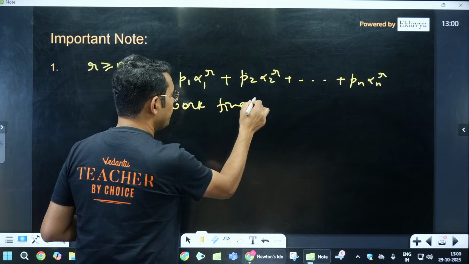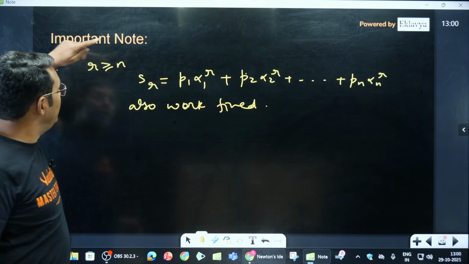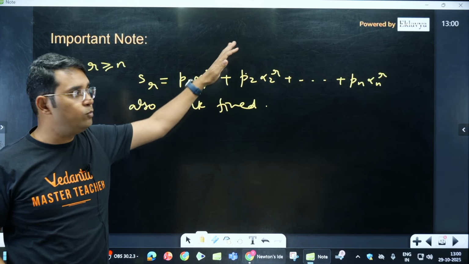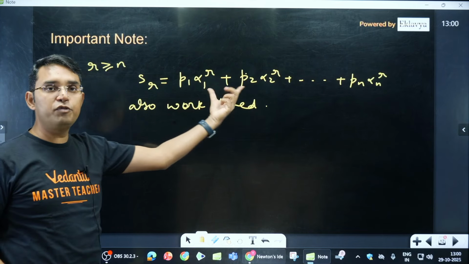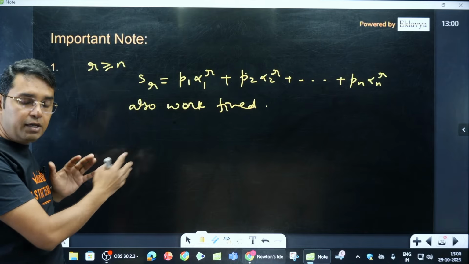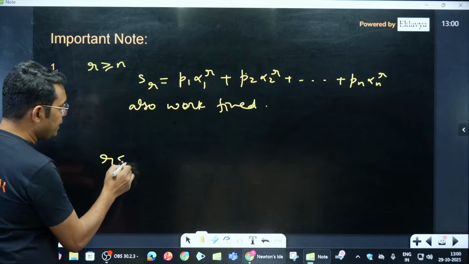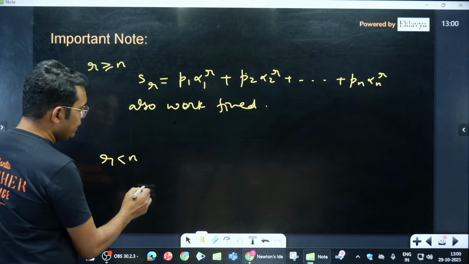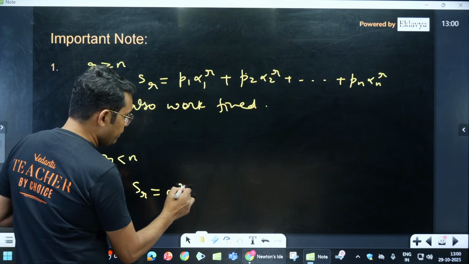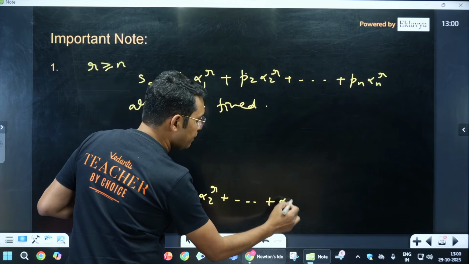I told you the proof of this in the quadratic case; the same thing will hold for any n degree polynomial. So even if you are taking SR not as alpha 1 power R plus alpha 2 power R and so on, you can multiply some coefficients also, and your recurrence relation will work fine. But if R is less than n, then only SR equals alpha 1 power R plus alpha 2 power R and so on, plus alpha n power R is to be taken.